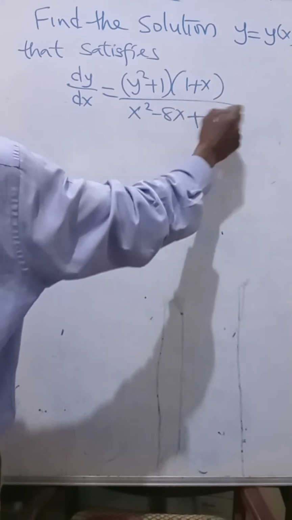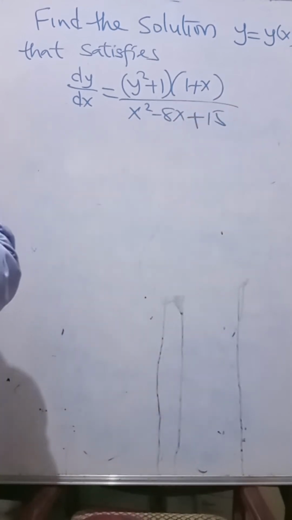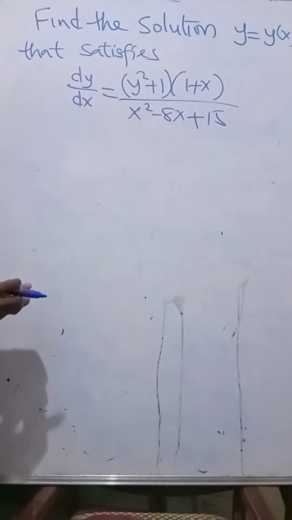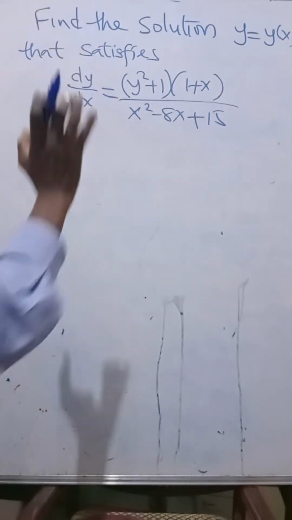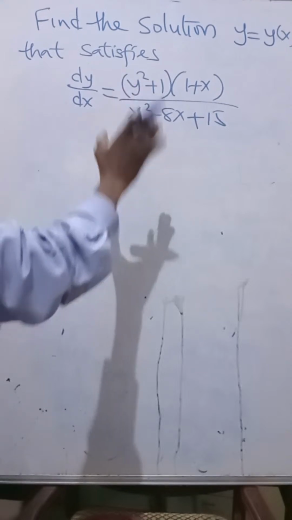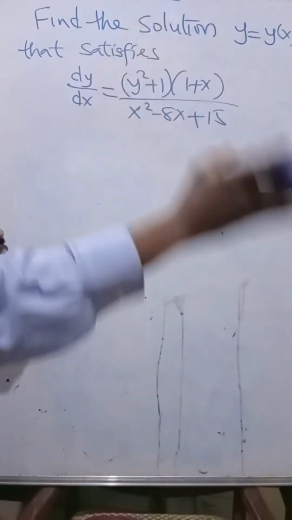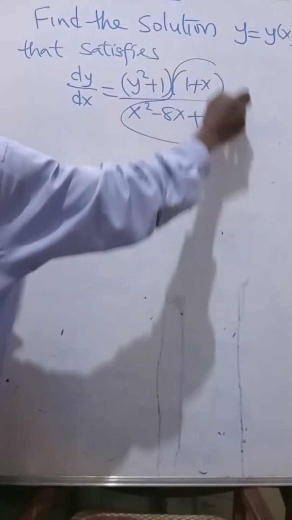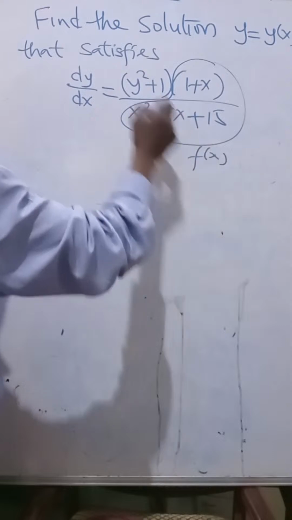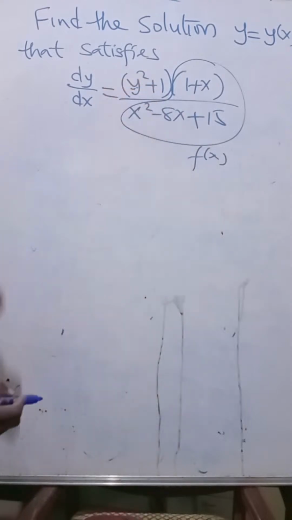Plus 15. So this is what we have here. This is a first order differential equation, but this question is of the form of a separable differential equation, whereby this is your f of x, and this y squared plus 1 is your g of y.